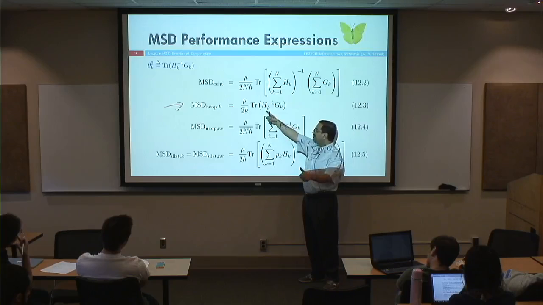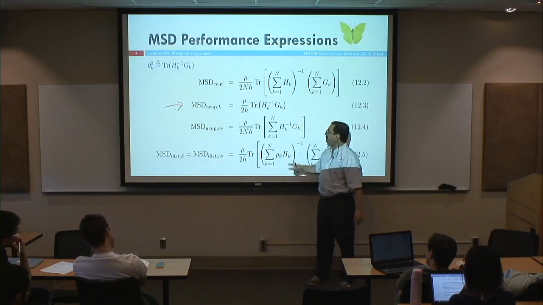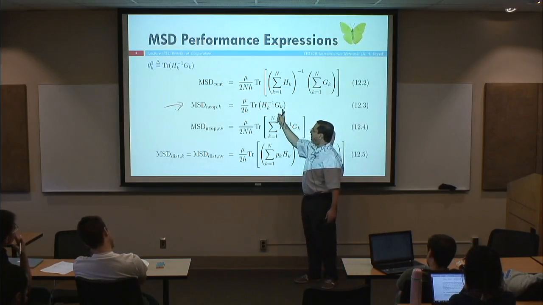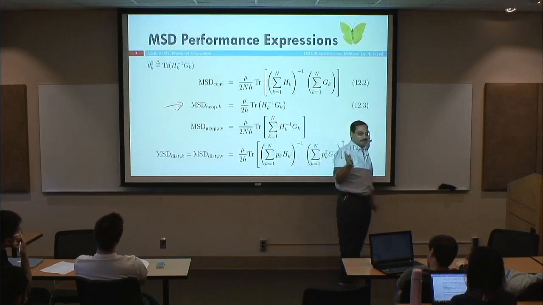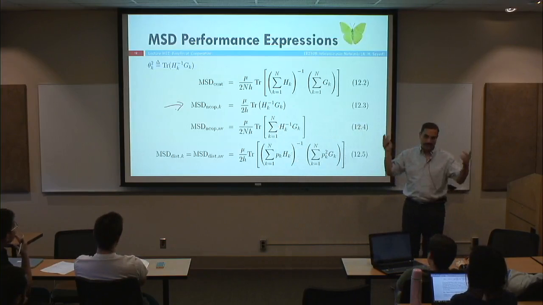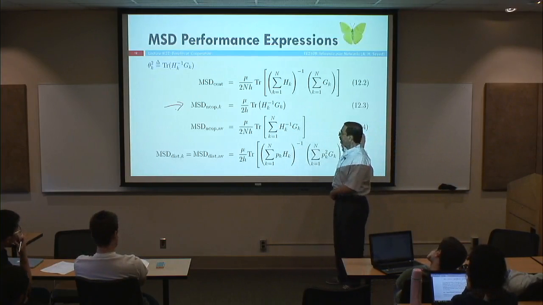Trace of the Hessian at agent K inverse times the gradient noise at agent K, right? By the way, this quantity will come up many times. I'm going to call it theta K, and I'm going to put a square just to emphasize that it's a non-negative quantity. So I call it theta K squared. Fine, so this will be my notation moving forward.